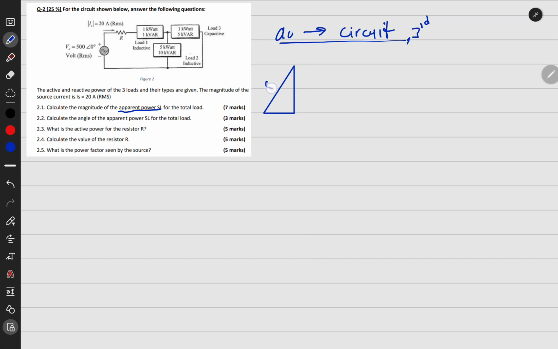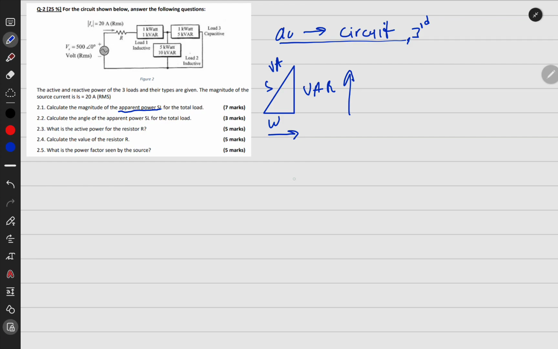Apparent power is this one. This is measured in VA. This one is going to be VAR, and this one is going to be watts. So apparent power, it's more like the hypotenuse. The apparent power is going to have the real and the complex part. So that's how I think about it.